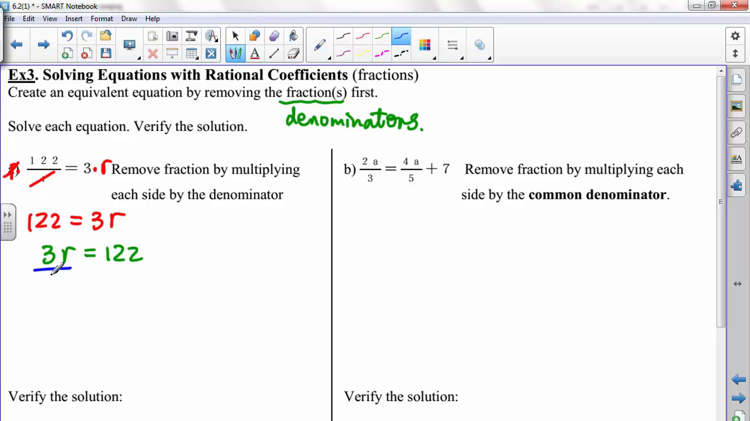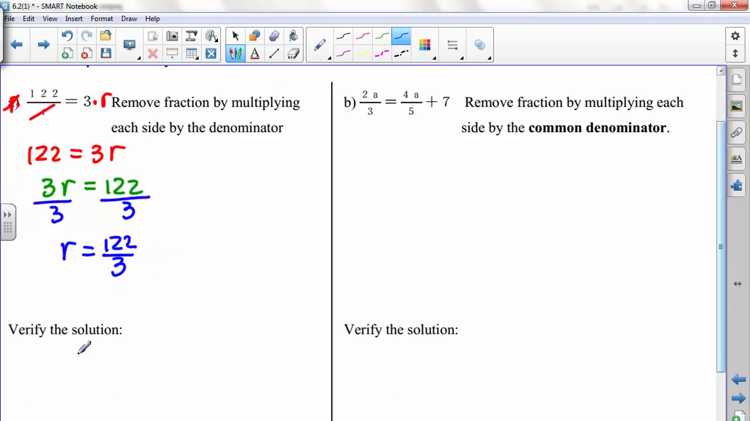Then I divide both sides by 3. So r equals 122 divided by 3. Of course, you can convert this answer to a mixed number or a decimal. Let's verify the solution to look at if 122 over 3 is the correct solution for this equation. Let's look at the left side. The left side is 122 divided by r. This time, I need to substitute this r value for this r variable. It's 122 over 3.